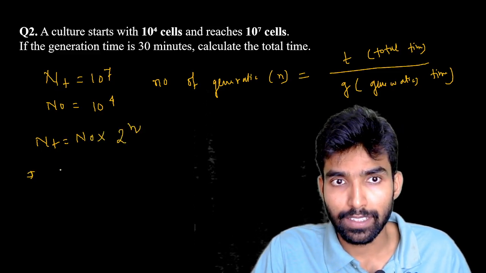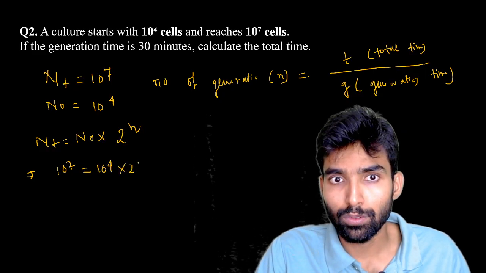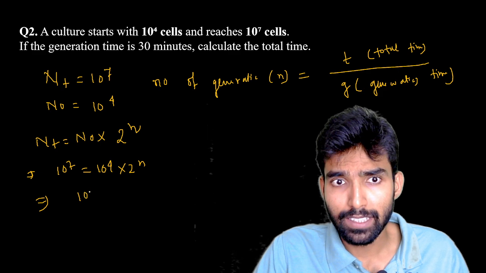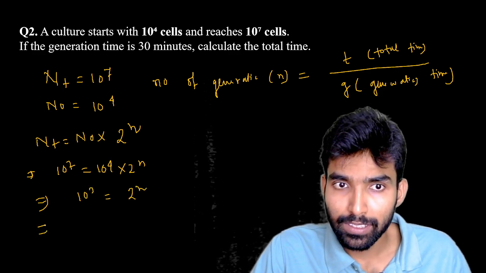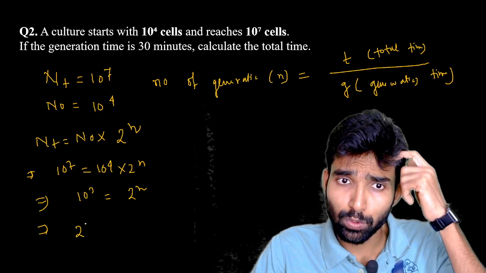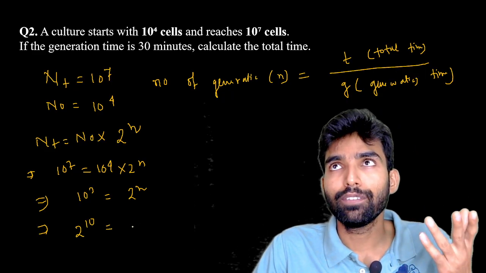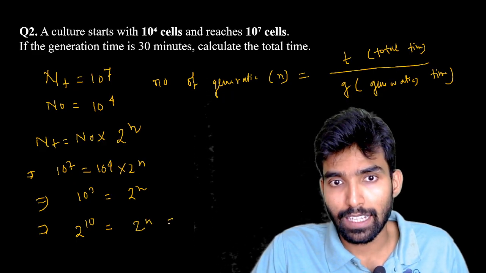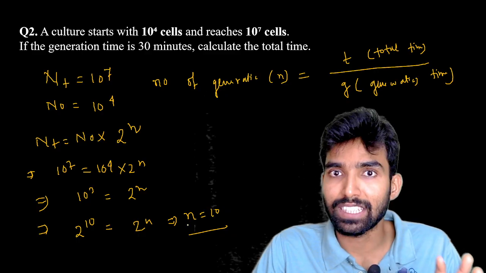Of course, that means 10^7 equals 10^4 into 2^n. That means 10^3 into 2^n. 10^3 is quite equivalent to 2^10, because if you do 2^5, 2^8, 2^10, right? So that means n equals 10. That means it has completed 10 generations.